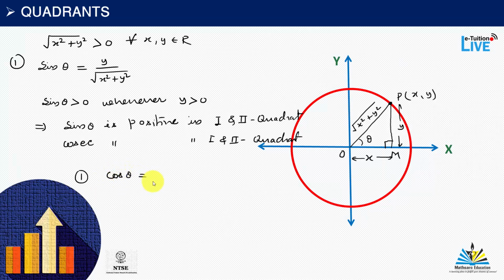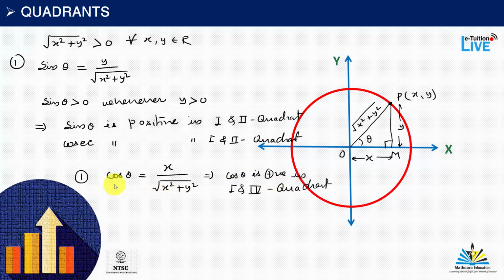Cos theta is equal to base upon hypotenuse, x upon under root x square plus y square. Since under root x square plus y square is positive, cos theta must be positive where x is positive. Positive x is this, hence cos theta is positive in first and fourth quadrant.